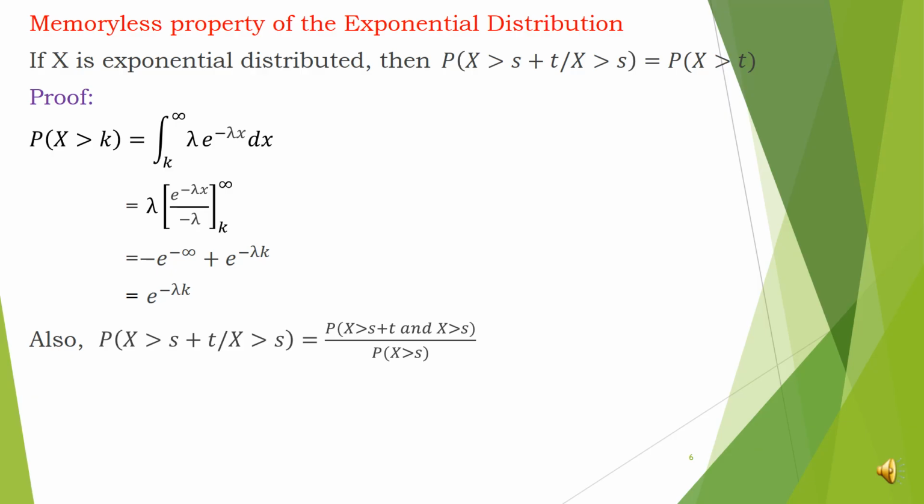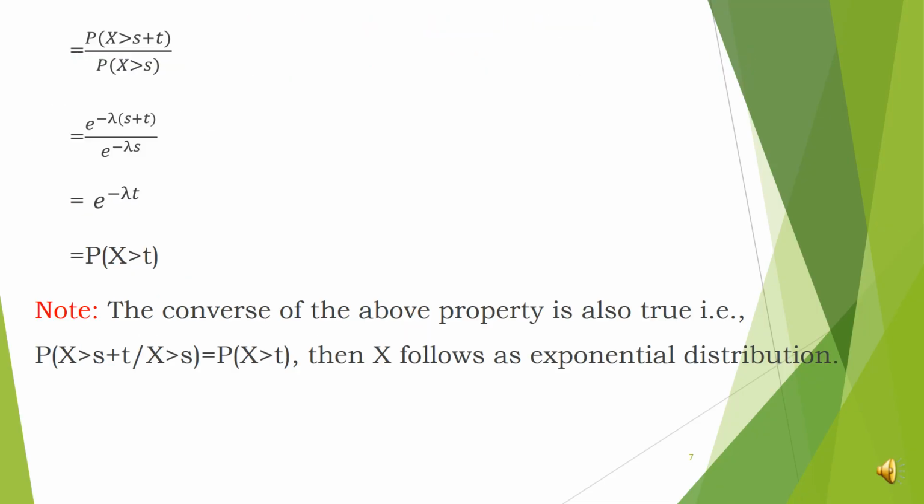Here, the probability of x greater than k is the integral from k to infinity of f(x) dx, where f(x) is given by lambda e^(-lambda x). So the value of the probability of x greater than k is given by e^(-lambda k).